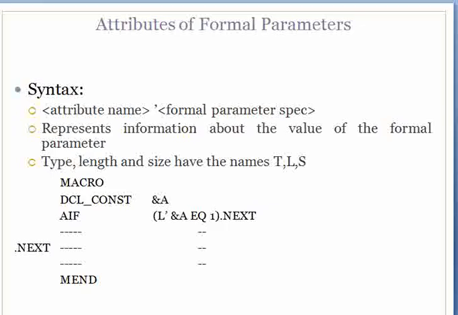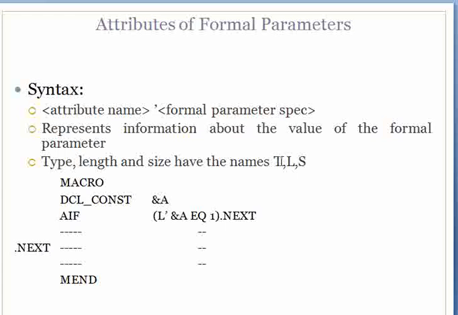In addition to that, there are certain more things that you can have, like attributes of formal parameters. So formal parameters can be associated with attributes, and what kind of attributes can we have? We can have type, length and size.